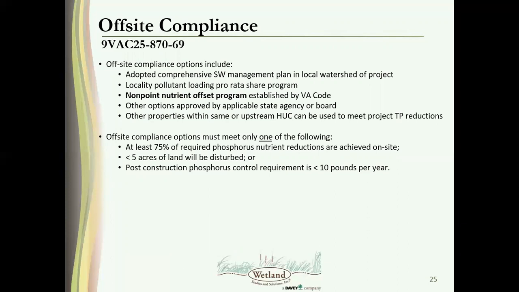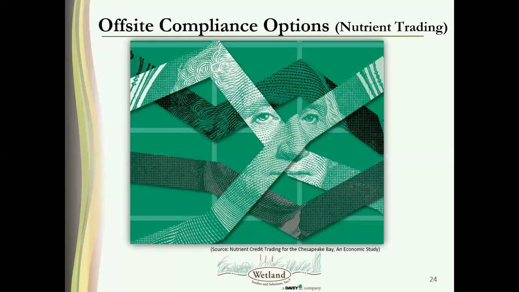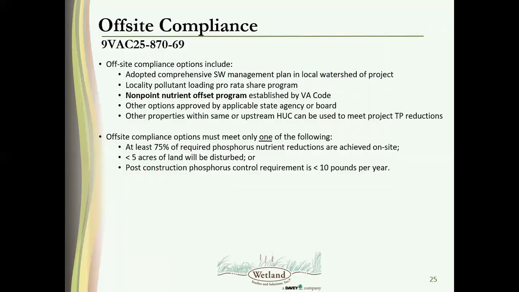The non-point nutrient offset program is managed by DEQ. There are banks listed on DEQ's website, a listing of which banks have been approved, which hydrologic unit codes they serve, and roughly how many credits they have left. So if you're working on a project and you know you're going to need to purchase credits, that's a really good place to start looking to get your availability letter. Jamie was saying that is needed for your permit.